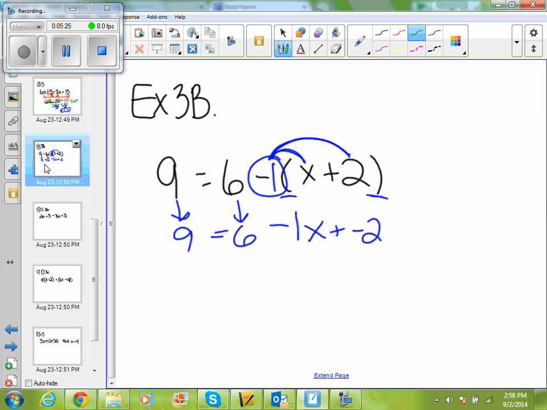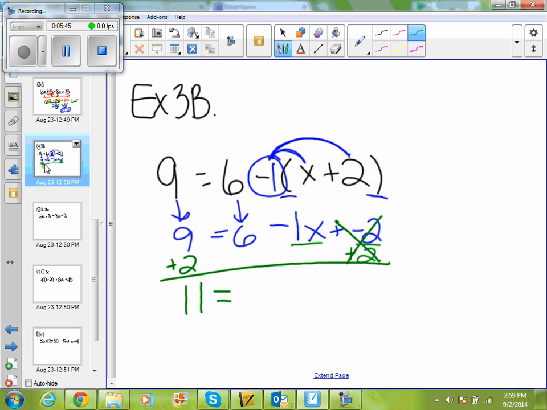Okay, so we can't combine these because this one doesn't have an x. If it had an x, we could, but we can't combine them. So we need to get rid of this minus 2. How do we do that? Add 2. So add 2. When we do that, 9 plus 2 is 11. I bring my 6 straight down and my negative 1x straight down. Right? So now this looks a little simpler.